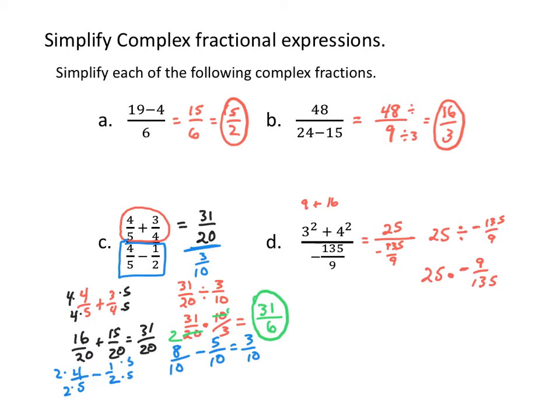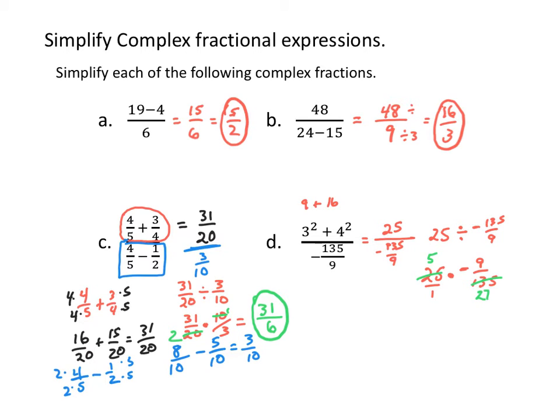Now I could multiply 25 times 9. This 25 is over 1. But I'm pretty sure I can reduce the 25 and the 135. The reason I know that is because 25 and 135 both end in a 5, so they're divisible by 5. So I'm going to divide this by 5. 25 divided by 5 is 5. And I'm going to divide this by 5. Let's see, 5 into 135 should go in there 27.